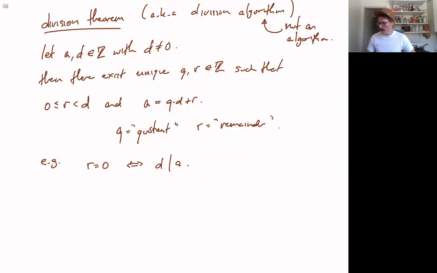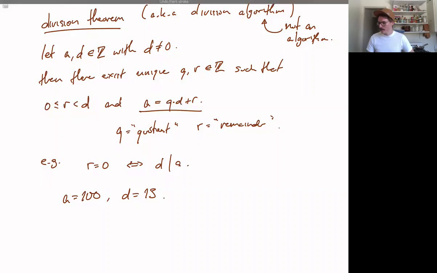So what about when r is not 0? Let's take just some integers. Let's take a equals 100 and d equals 13. To find this expression, we're basically asking what is the greatest multiple of 13 that is less than 100? That's what this condition that r has to be in this range means, essentially.